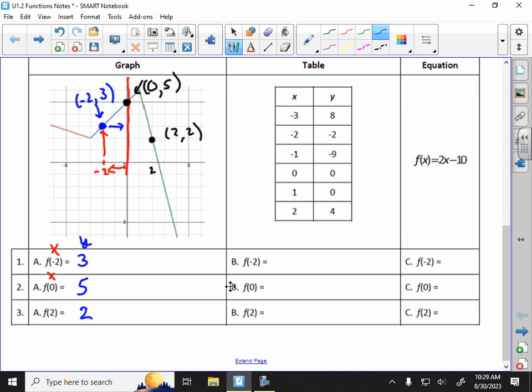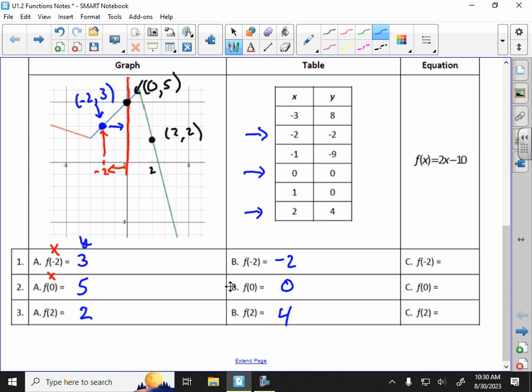All right, now if they give it to you as an xy table, it's a little bit easier. So again, they're giving you what x is, and you have to find y. So when x is -2, we can see that y is -2 also. When x is 0, we can see y is 0. And when x is 2, y is 4.